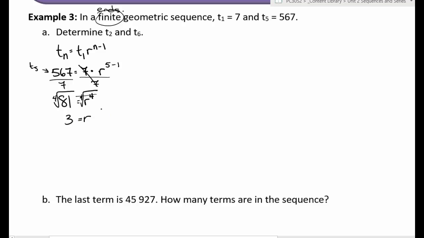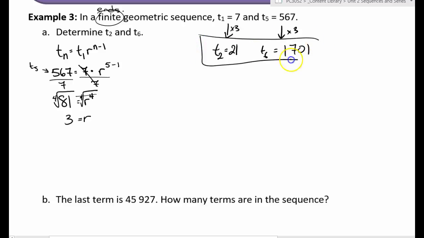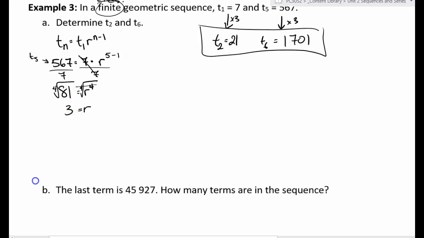So still dealing with r equals 3. We're just starting at a different first term. We're asked to figure out term 2 and term 6, though. Well, term 2 is right after term 1. So times 3 gets me term 2, or 21. Term 6 is directly after term 5, so I'm also going to multiply by 3 here, and I'm going to get 1,701. So that would be my final answer. But again, I could only figure that out if I solved for r.